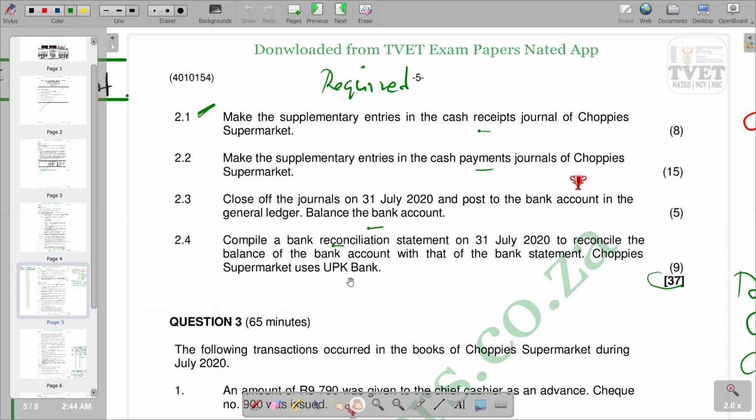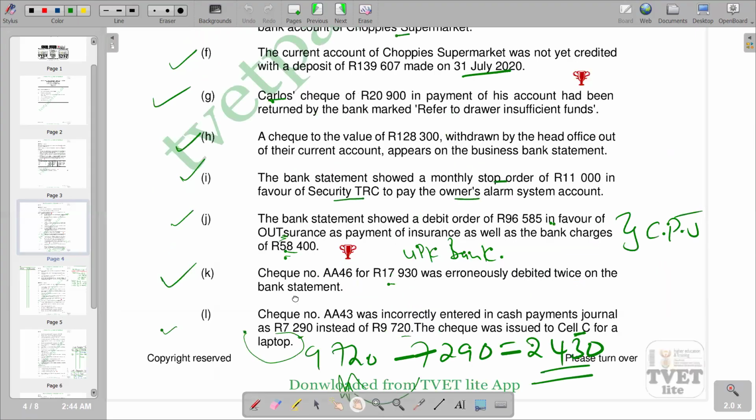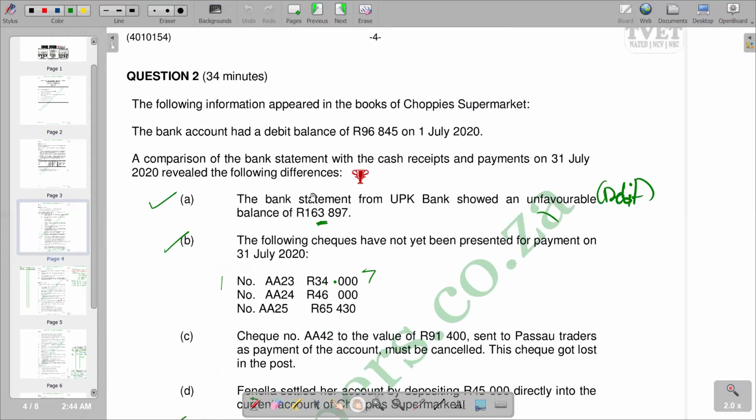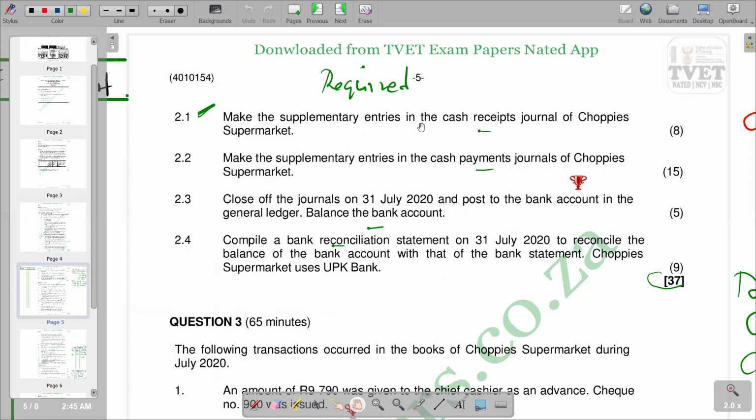So having done that, we go back to the beginning of the question. There's an instruction that we need to follow. They are saying we go to the question part. Make the submit the case journal, make the submit. Okay.